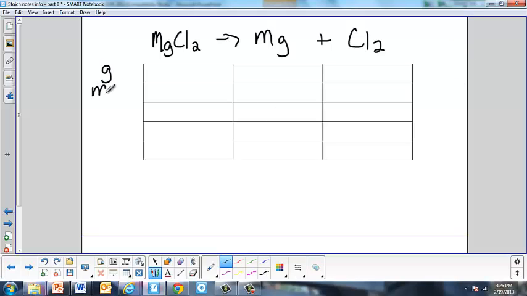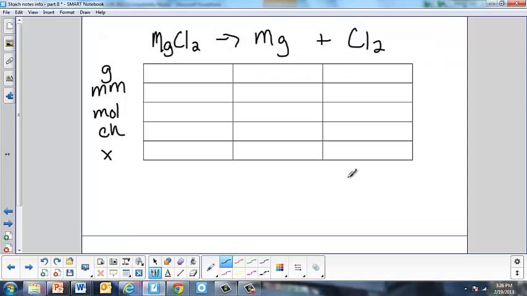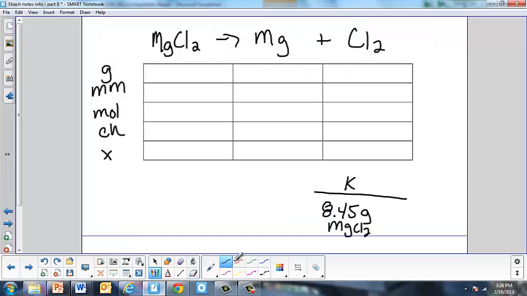I'm going to go ahead and set up my chart: grams, molar mass, moles, change, and X. And if I come back over here, what did they tell me? Well, we want to know moles of magnesium from 8.45 grams of magnesium chloride. Okay, so let's jot that down over here. My known was 8.45 grams of magnesium chloride. Okay, and we want to know moles of magnesium.